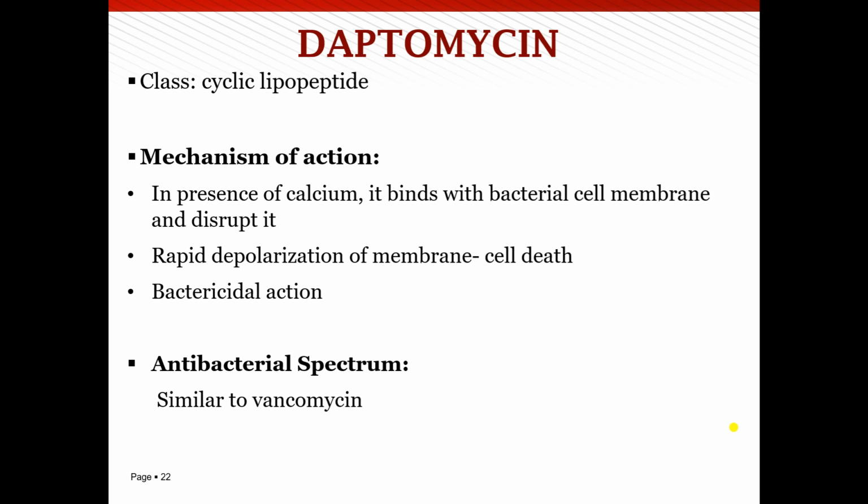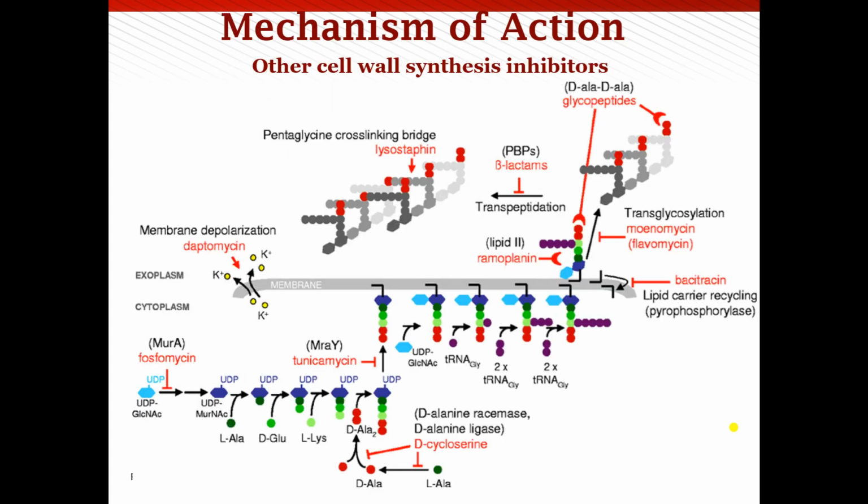Antibacterial spectrum of daptomycin is similar to vancomycin, which means it is effective for gram-positive organisms only. Here is the mechanism of action of daptomycin: it disrupts the cell membrane, causes depolarization of the membrane, and ultimately the cell membrane is lysed and bactericidal action is produced.